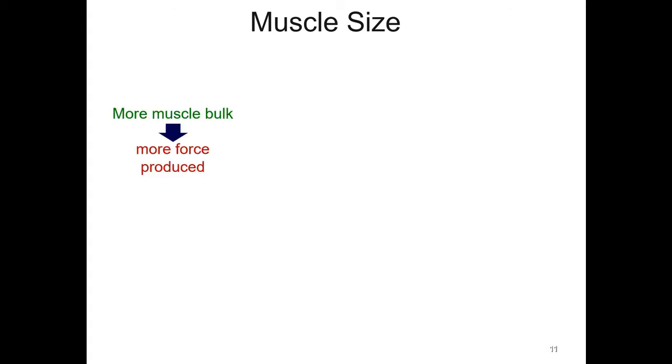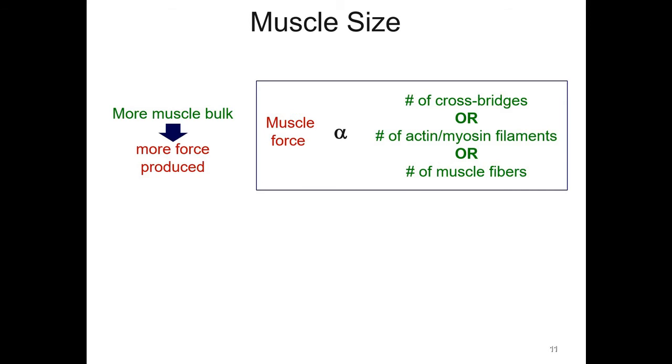Speaking loosely, more muscle bulk is associated with greater muscle force production. More specifically, muscle force is proportional to a greater number of cross bridges, it's proportional to a greater number of actin-myosin filaments, and it's proportional to a greater number of muscle fibers.